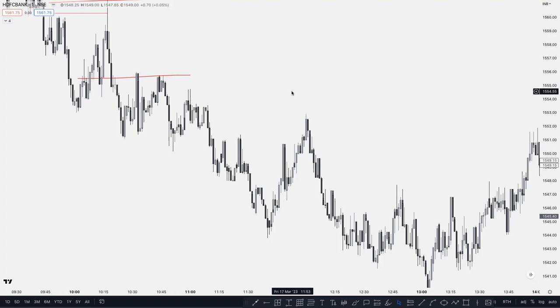How to identify sweep? Sometimes it's not clear. Sweep you have to mark in a higher time frame. Sweep is basically something you have to follow in a higher time frame, in the candlestick formation and structure formation.